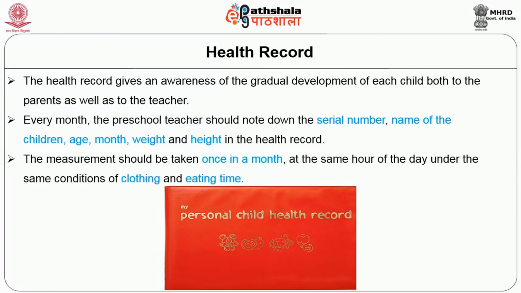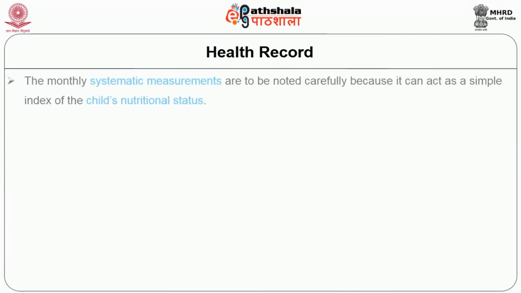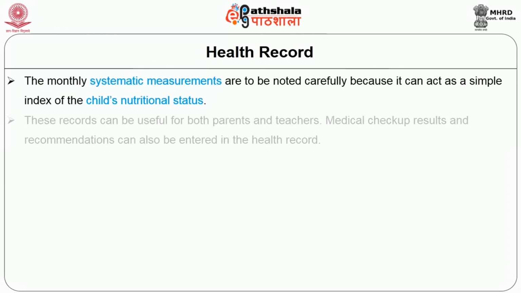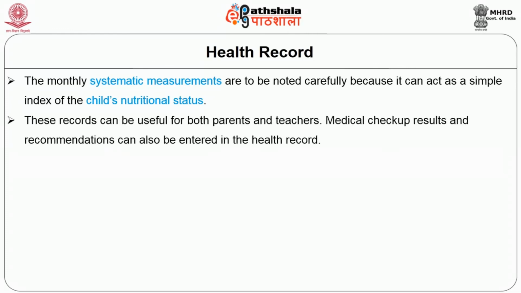The measurement should be taken once in a month at the same hour of the day under the same conditions of clothing and eating time. The monthly systematic measurements are to be noted carefully because they can act as a simple index of the child's nutritional status. These records can be useful for both parents and teachers. Medical checkup results and recommendations can also be entered in the health record.